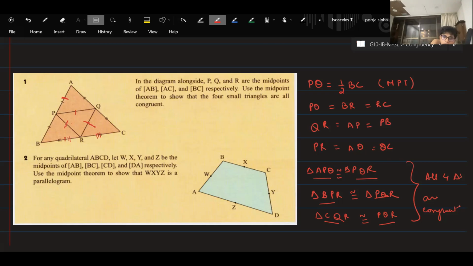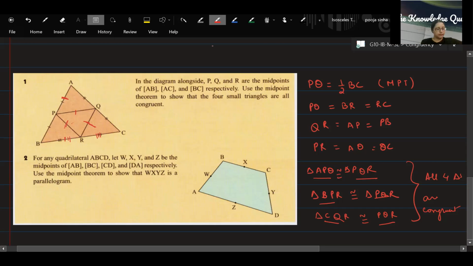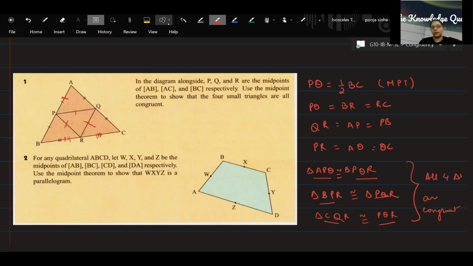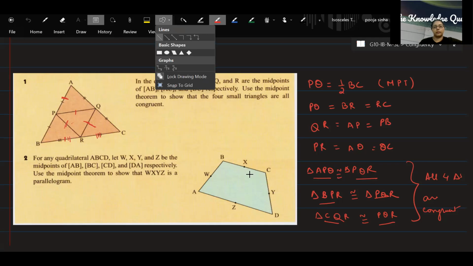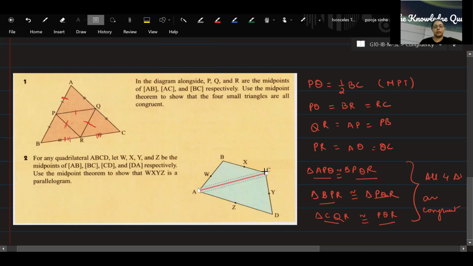For any quadrilateral ABCD, let W, X, Y, and Z be the midpoints of AB, BC, CD, and DA respectively. Use the midpoint theorem to show that WXYZ is a parallelogram. One hint. Now think.